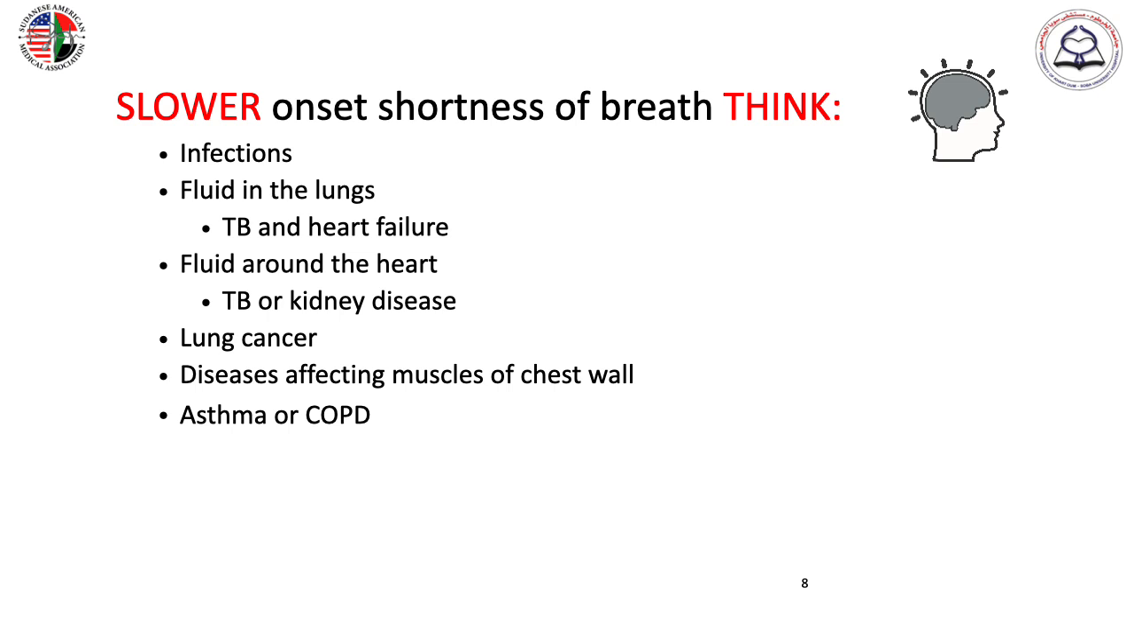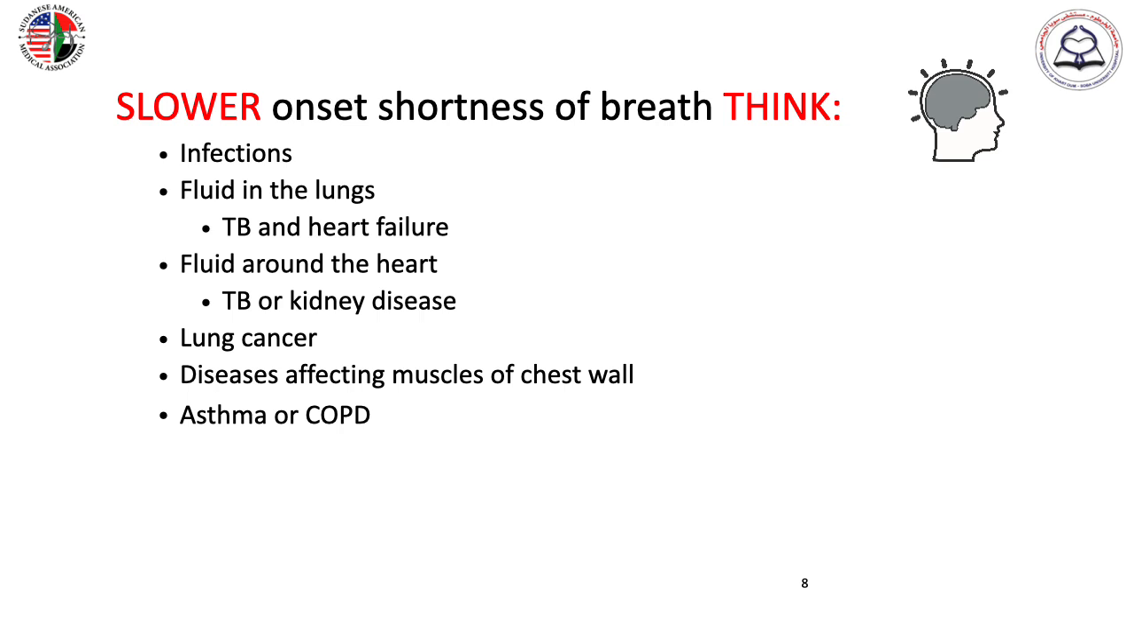With slower onset shortness of breath, consider infection. It can happen over hours and days. Accumulation of fluid in the lung, as in chronic heart failure. Patients with tuberculosis can have pneumonitis or pleural effusion. Heart failure leads to pulmonary edema. Pericardial fluid collection, as in pericardial tamponade, which is serious. Shortness of breath can also happen with TB and kidney disease, chronic kidney disease.